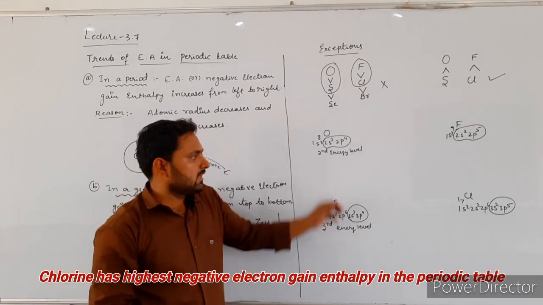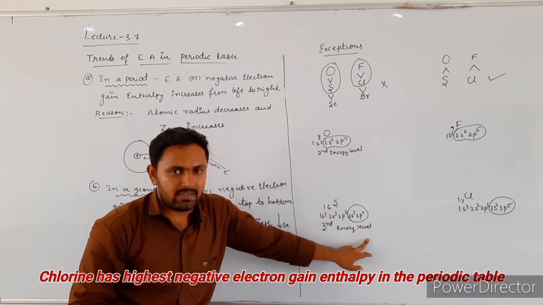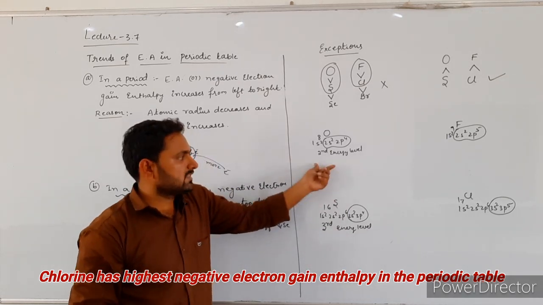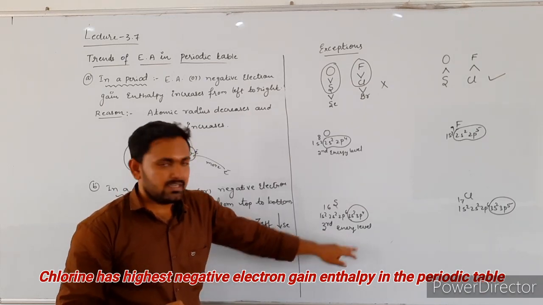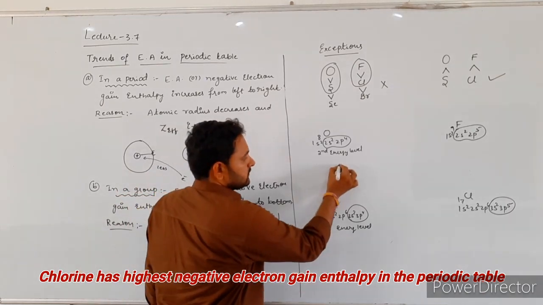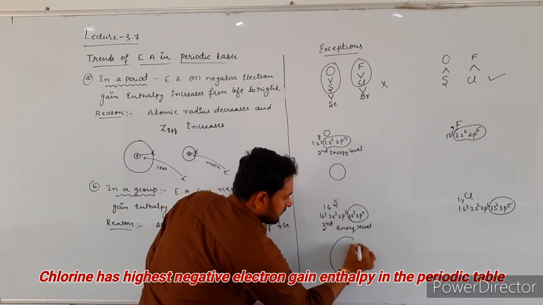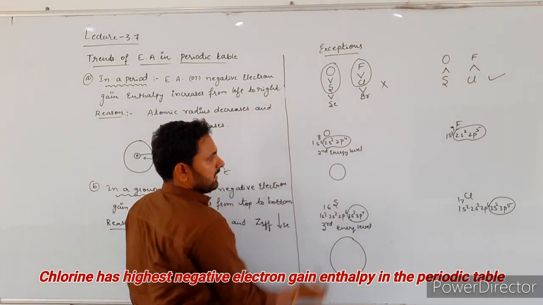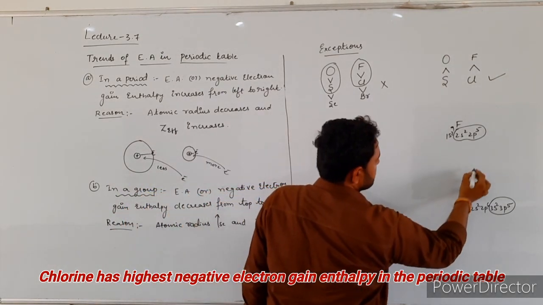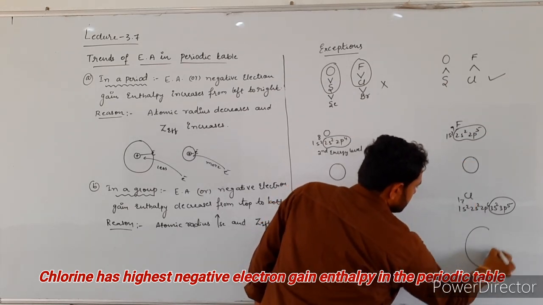Now let us see. Second energy level is smaller than third energy level, right? So the second energy level is smaller in size than the third energy level. The third energy level is larger in size as compared to the second energy level. This is also the second energy level, that's why it is smaller in size. It is larger in size.